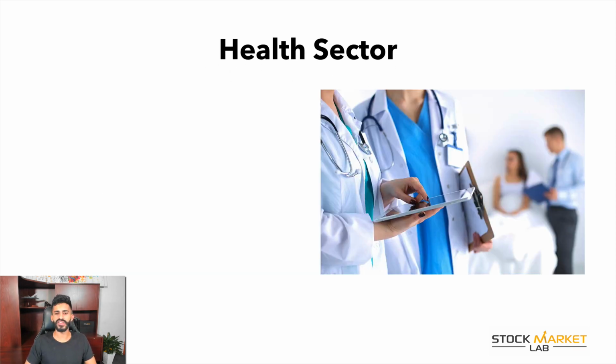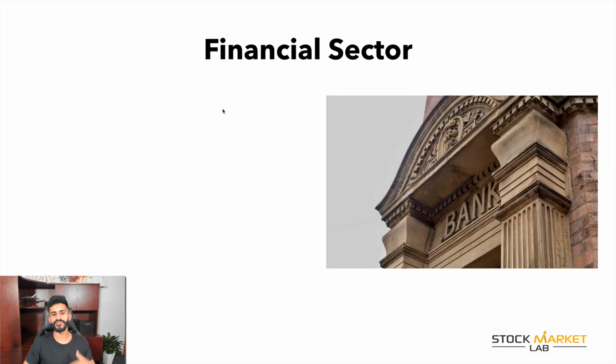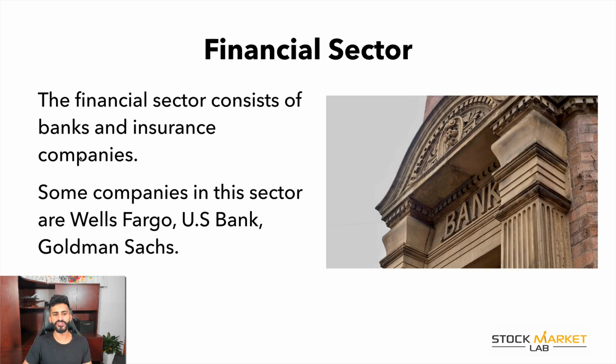Next, we have the health sector. In the health sector, we have pharmaceutical companies, healthcare equipment, and healthcare services. Some of these companies are Johnson & Johnson, United Health, and Medtronic. Next, we have the financial sector. In the financial sector, we have companies that consist of banks and insurance companies. Some of these companies are Wells Fargo, US Bank, and Goldman Sachs.